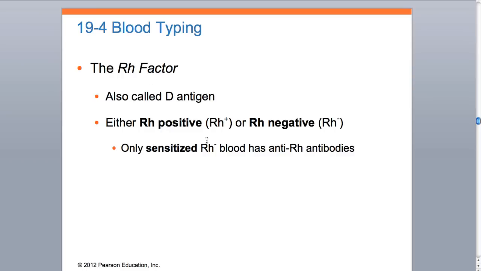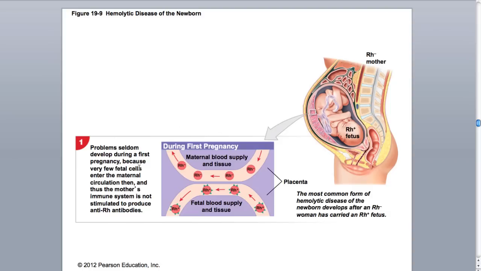Now, when it comes to D or Rh, you either have it or you don't. So your red blood cell is either Rh positive or Rh negative. That's it. Now, when does this come into play? The Rh factor comes into play when there is a delivery of a child. Now look what the author says. Problems seldom develop during the first pregnancy. Here's why. Let's say that the mom is Rh negative. And by the way, this issue will only come up when the mom is Rh negative. If the mother is Rh positive, this story does not occur.